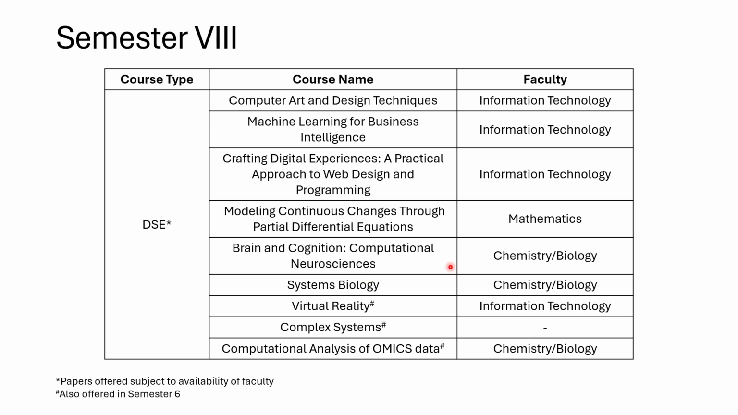Other than that, from chemistry biology faculty, you have brain and cognition, computational neurosciences. From mathematics, you have modeling continuous changes through partial differential equations. The next part of semester three's course, ordinary differential equations, and semester six's course, which is numerical methods. Then you have crafting digital experiences, a practical approach to web design and programming from IT faculty. Again, machine learning for business intelligence, computer art and design techniques by the IT faculty as well.